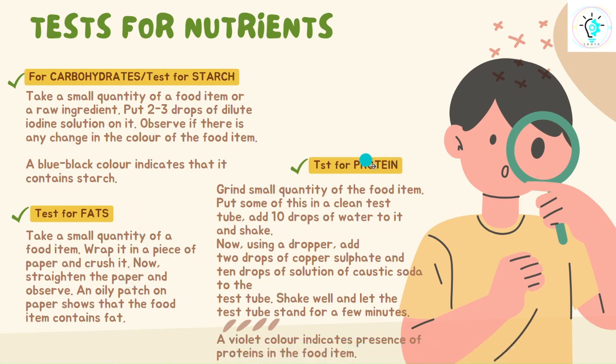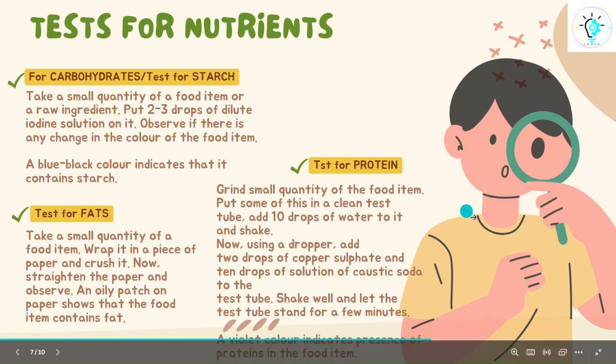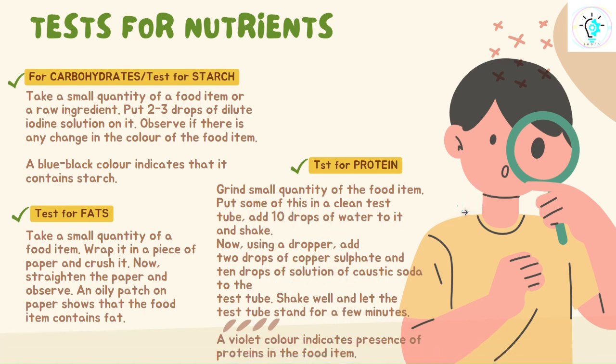Test for protein. Okay, so we have to take the food item and then grind it and put some of it in a clean test tube, add some water and shake it. Using a dropper, 2 drops of copper sulfate solution and 10 drops of solution of caustic soda is added to the test tube, which is again available at the chemistry lab. And it is shaken well and let it stand for a few minutes. If in the food item a violet color is present, then the food contains proteins. I hope it is clear how to test for different nutrients.